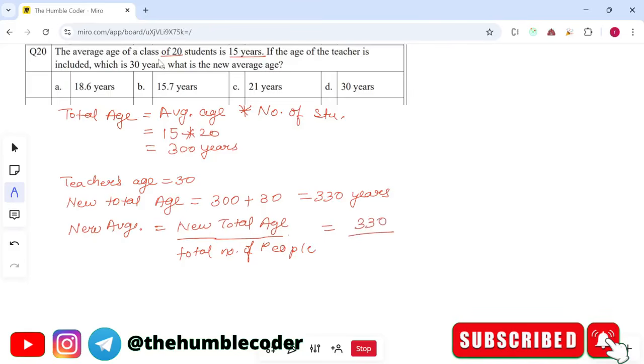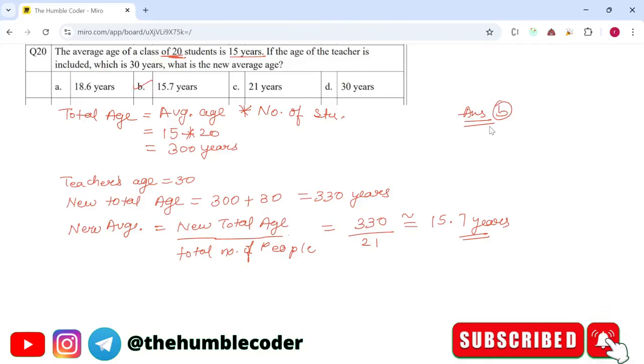We were told that in the class, previously 20 students are there, but in our new calculation, one more person is added, which is the teacher. So we will take the new value as 21 for the total number of people. When you divide this, it will come to approximately 15.7 years. So the correct answer in this case is option B, which is 15.7 years. Hope you understood the logic. If you have any doubts, you can ask in the comment section. Let's now move on to the next question.